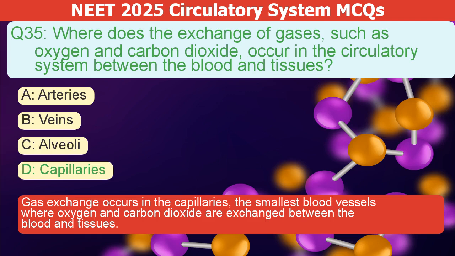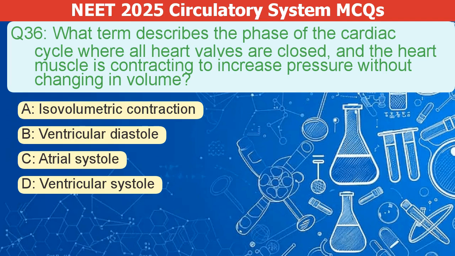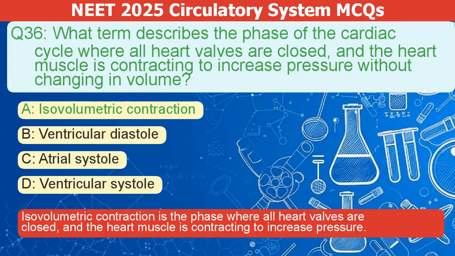What term describes the phase of the cardiac cycle where all heart valves are closed, and the heart muscle is contracting to increase pressure without changing volume? A. Isovolumetric contraction. B. Ventricular diastole. C. Atrial systole. D. Ventricular systole. The correct answer is A. Isovolumetric contraction is the phase where all heart valves are closed, and the heart muscle is contracting to increase pressure.